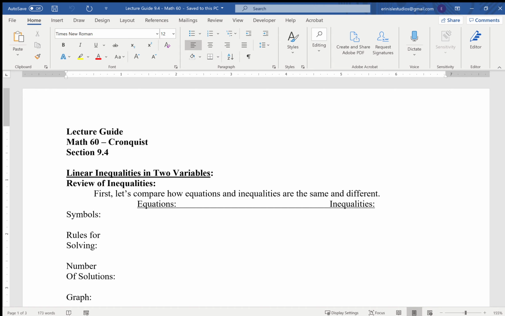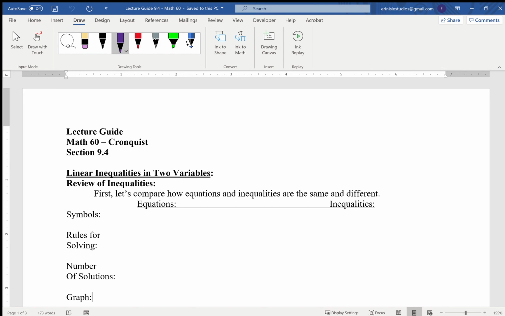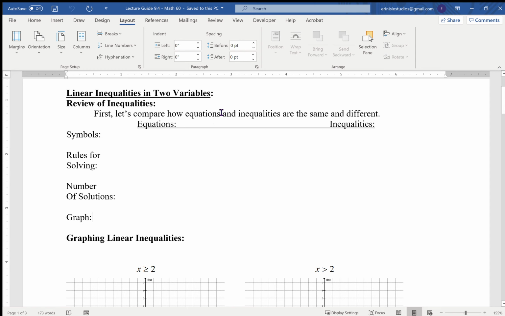Okay, we are working on section 9.4 for Math 60. And here I'm going to set up my pen working. There we go. Okay, so now we're doing linear inequalities in two variables. So this is linear inequalities based on a line, greater than or equal to a line.